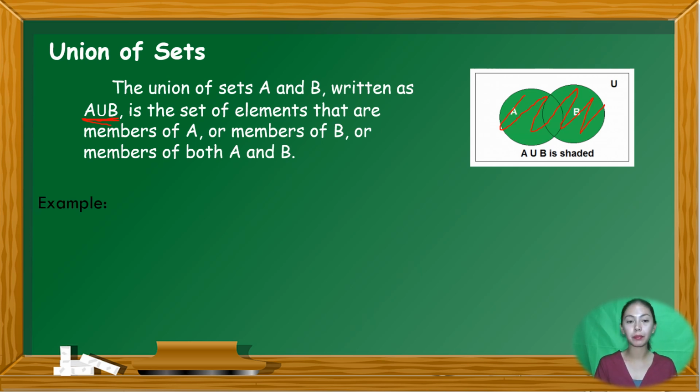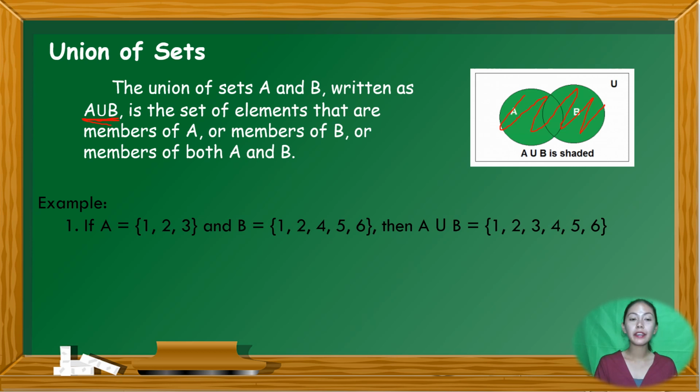Okay, now let's have an example. Number 1. If set A has elements 1, 2, 3, and B has elements 1, 2, 4, 5, 6, then the union of A and B is the set A 1, 2, 3 plus the set B 1, 2, 4, 5, and 6. So if we combine them to find the union, the union of A and B is 1, 2, 3, 4, 5, and 6.